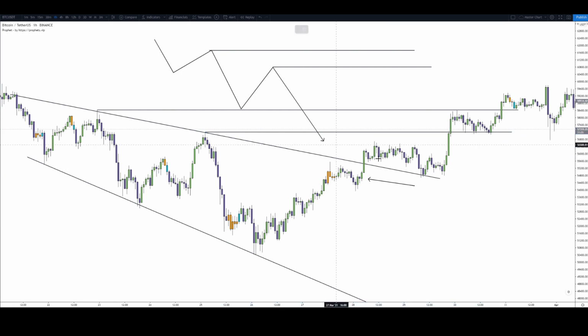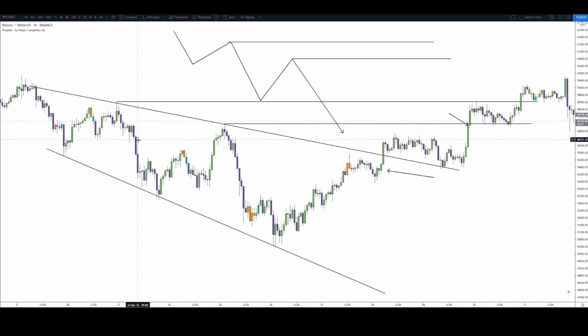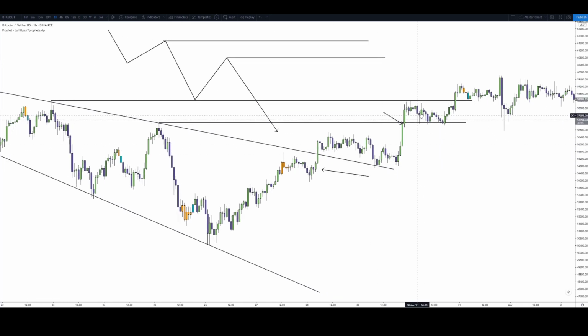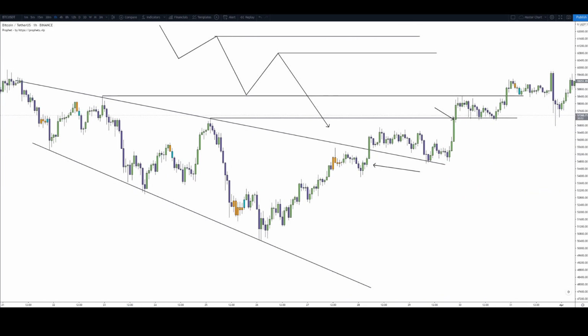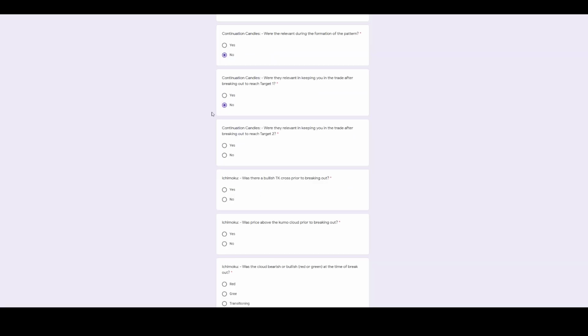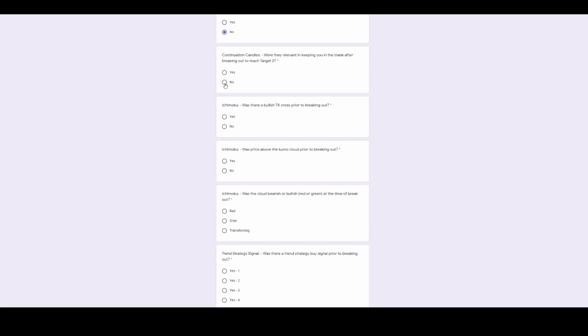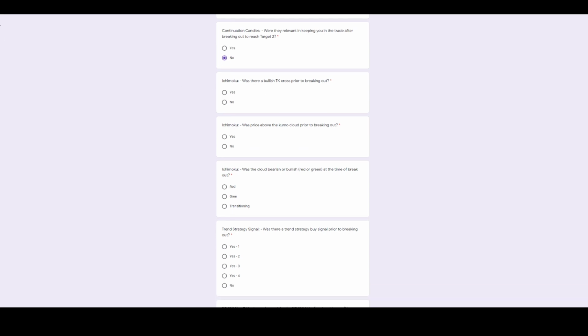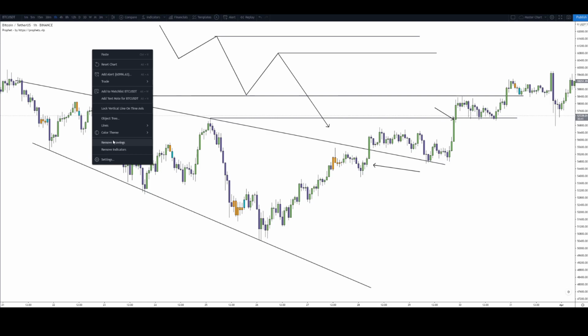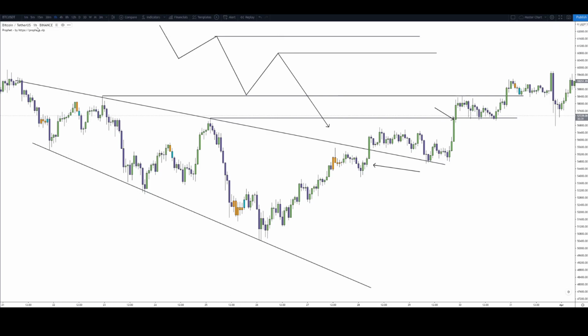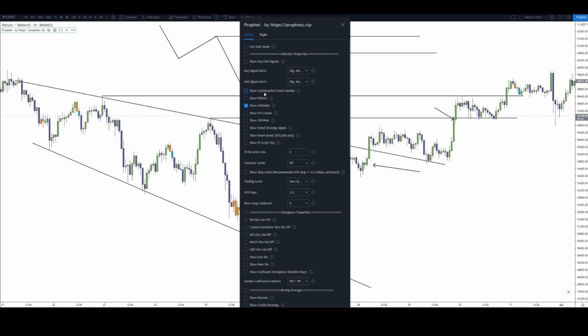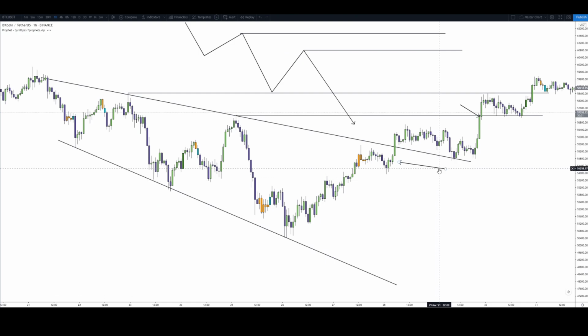Alright, so what we can see here is target 1 was hit, and then target 2 was hit nicely, right? Target 1 was retested and carried on. Alright, so continuation candles, were they relevant in this section here? Not at all. Alright. So, no. Were they relevant in reaching target 2? No. Alright. Ichimoku. So let's go and load Ichimoku on the chart. Where are we? Back to profit. Ichimoku, turn that on. And we can show TK crosses as well, make our life a wee bit easier. Alright, let it load.